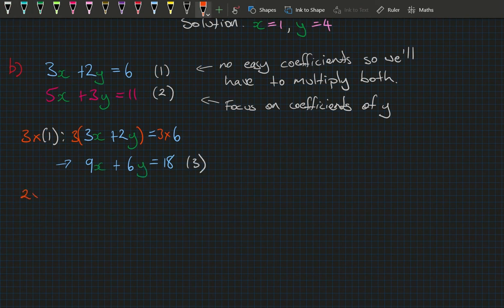And again, focusing on the y coefficient, if I multiply this by 2, it's going to equal 6. So if I multiply all of equation 2 by 2, we'll end up with 10x plus 6y equals 22. And I'm going to call this equation 4.